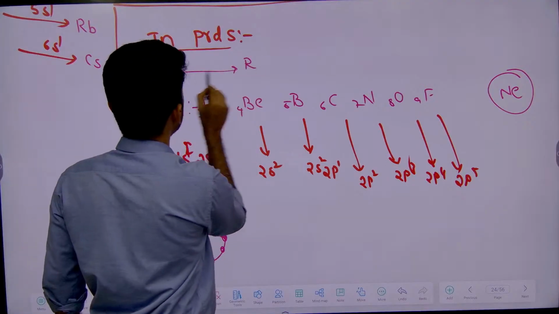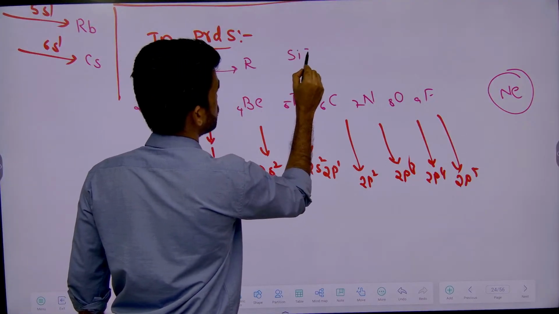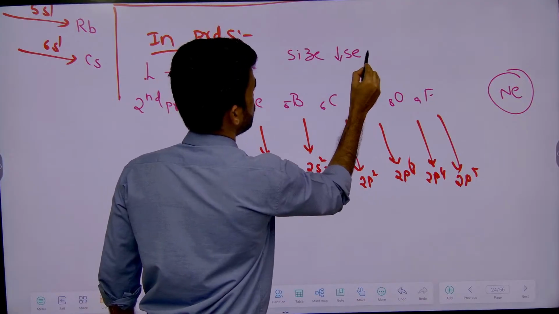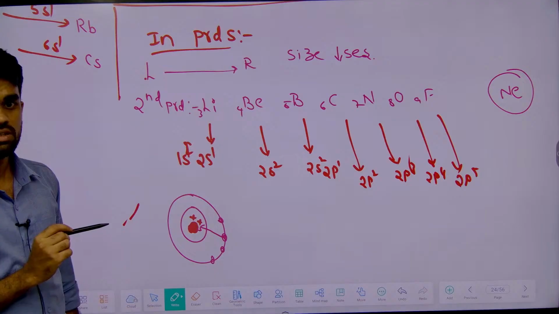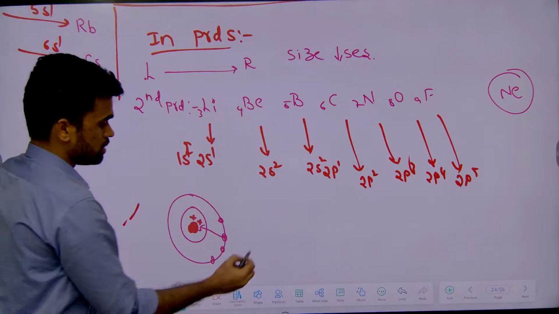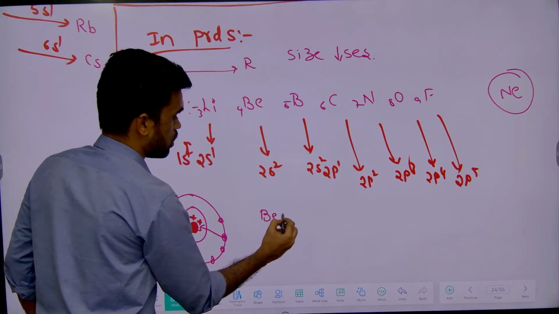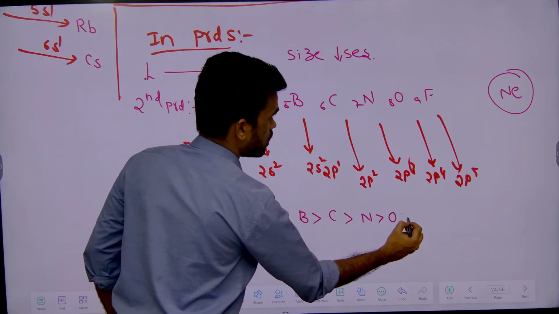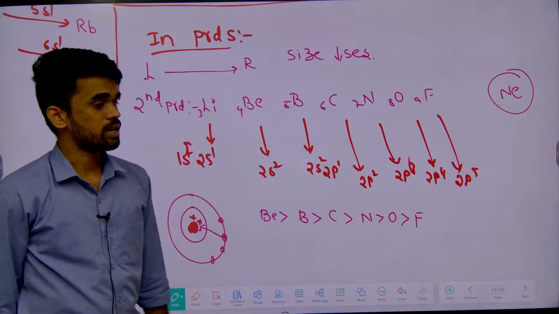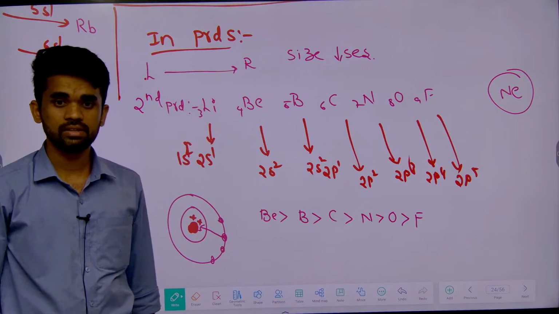So in the periodic table, left to right, size decreases. Which is the smallest size here? Fluorine. Okay. Beryllium is larger, then that's it. Now what about neon here?